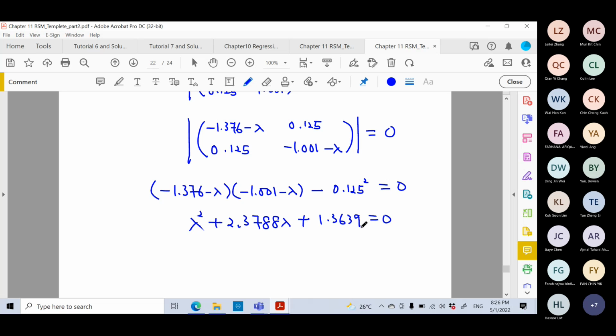I believe you can use any software, or if you have a calculator, you just use the calculator. Then you can find lambda 1 equal to negative 0.9634 and lambda 2 equal to negative 1.414. So these two, both of them are negative.